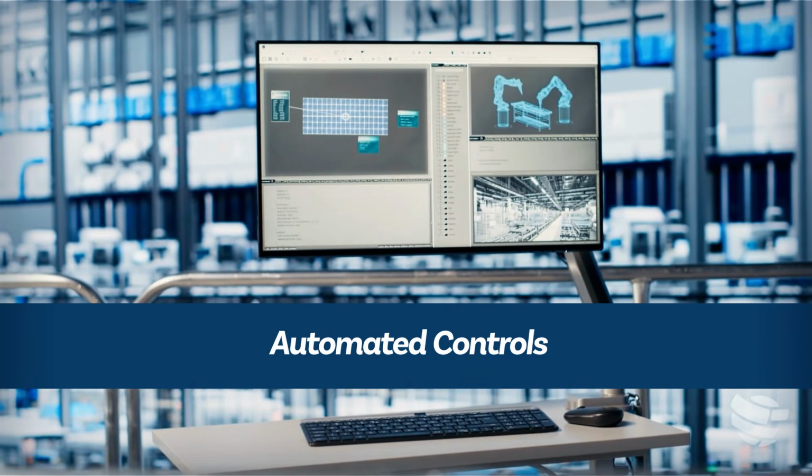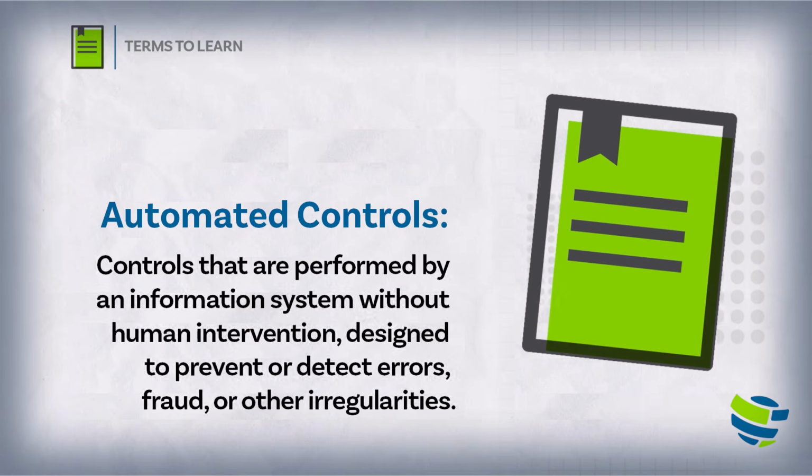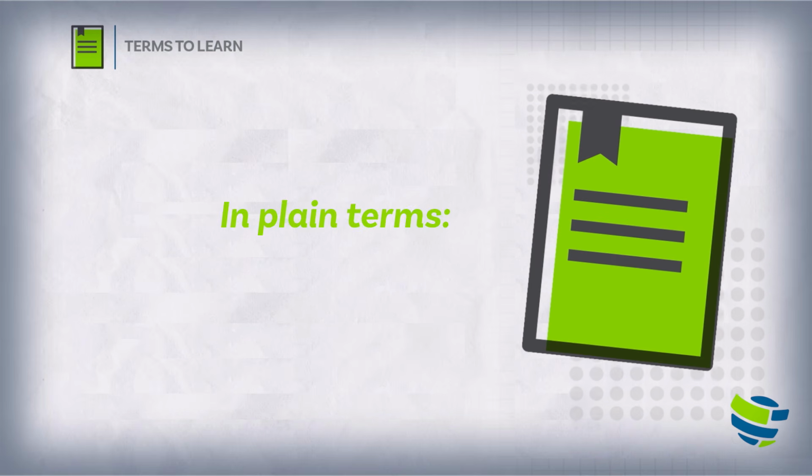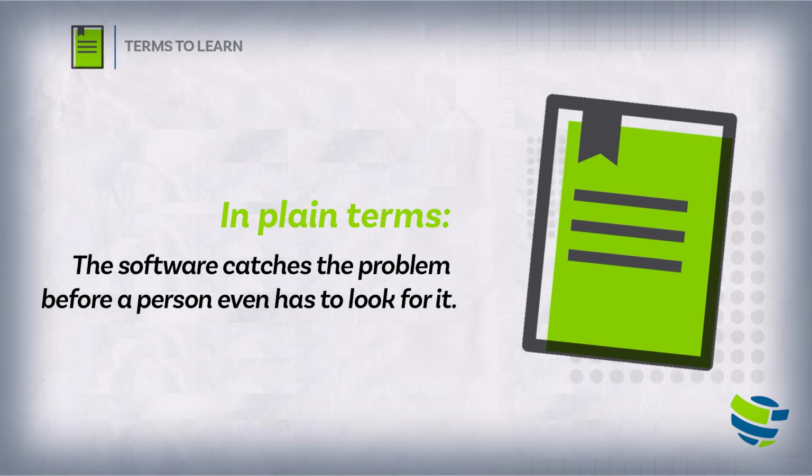First, let's talk about automated controls inside the processes your organization uses. These are controls that a system performs without a human having to do anything. They're built into the technology itself. This is our next term to learn. Automated controls are controls that are performed by an information system without human intervention, designed to prevent or detect errors, fraud, or other irregularities. In plain terms, the software catches the problem before a person even has to look for it.